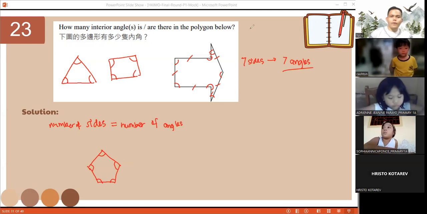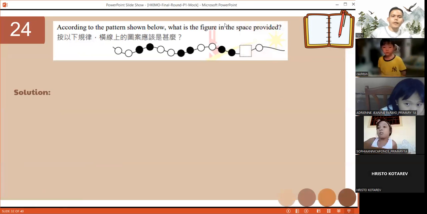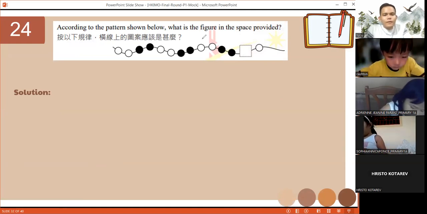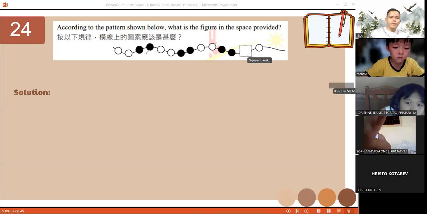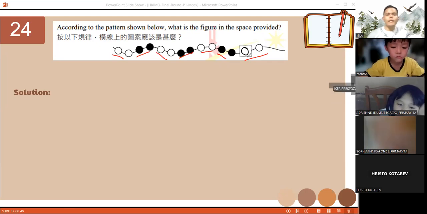Okay, let's have number 24. Okay, this one is pattern again. Very easy when it comes to pattern, no? According to the pattern shown below, what is the figure in the space provided? So what do you notice here? What's the pattern? Cube. So it's gonna be a repeating of 2 white, 2 black, 2 white, 2 black, 2 white, 2 black. So 2 white, right? So this one here must be a color white, no? So your answer here is white circle.